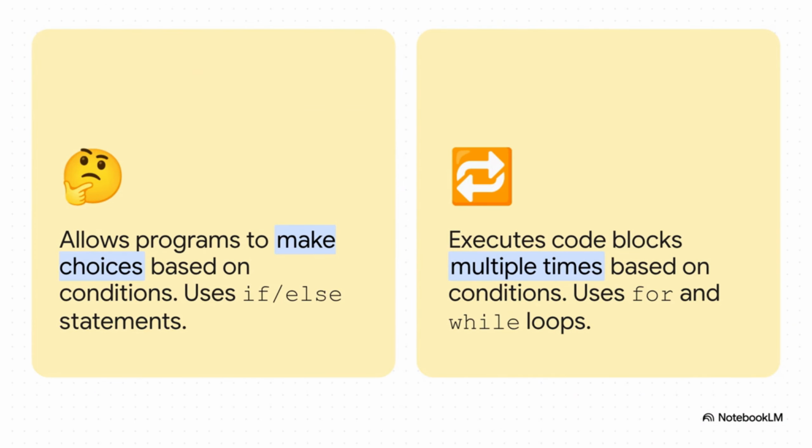Now this is where it gets interesting, because we can compare the other two. On the left, you've got conditional logic. This is all about making a choice. Think, if the cake looks golden brown, then take it out of the oven. Otherwise, leave it in for 5 more minutes. It's a one-time decision. On the right, we have iterative logic. This is all about repetition or loops. Think, while the batter is still lumpy, you keep stirring. You repeat that stirring action over and over again until a condition is met.